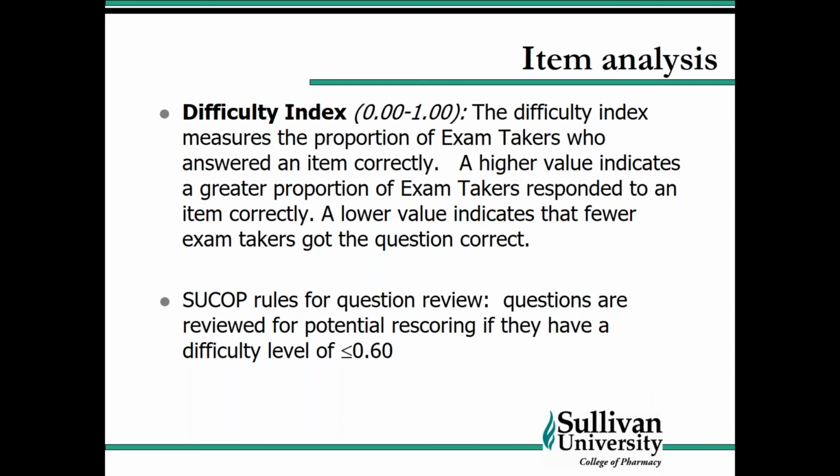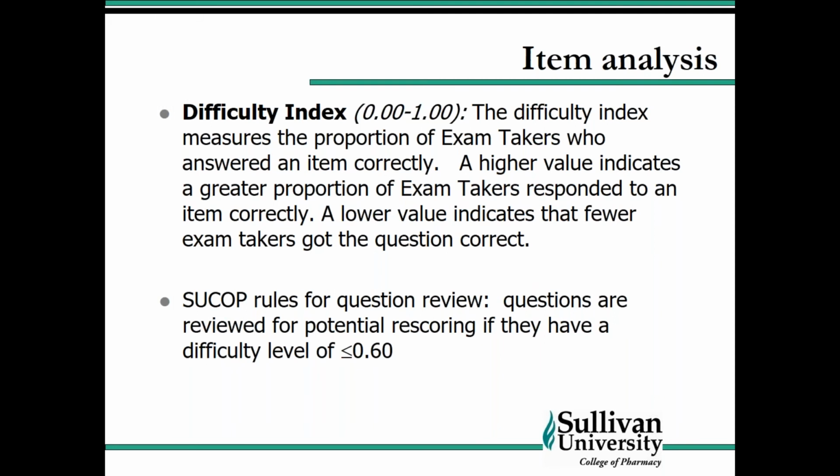We use this difficulty index to get a brief idea, when you're looking at a 50-question exam, of which questions potentially should be rescored. We typically set, arbitrarily, anything less than or equal to 60% as something most coordinators will take a look at to say, maybe I need to rescore it. It doesn't mean it has to be, but it is the starting point for that review.